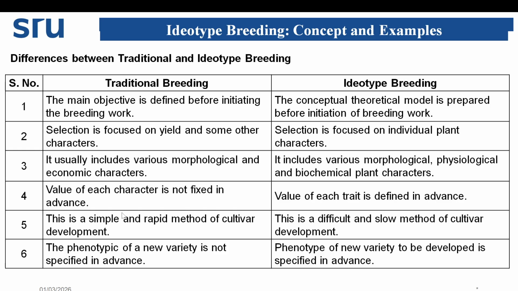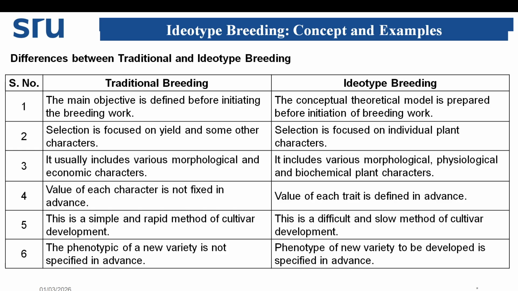In traditional breeding, it usually includes various morphological and economical characters. Ideotype breeding includes various morphological, physiological and biochemical plant characters. The value of each character in traditional breeding is not fixed in advance. But in ideotype breeding, the value of each trait is defined in advance. Traditional breeding is simple and rapid, while ideotype breeding is somewhat difficult and slow method for cultivar development.